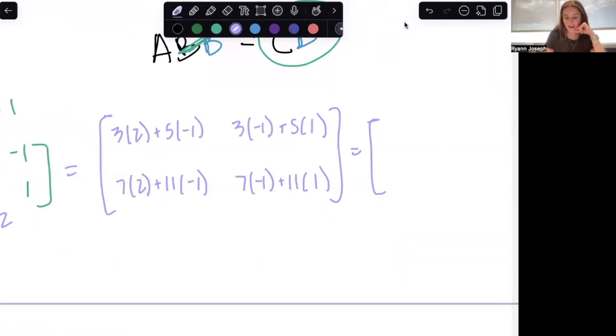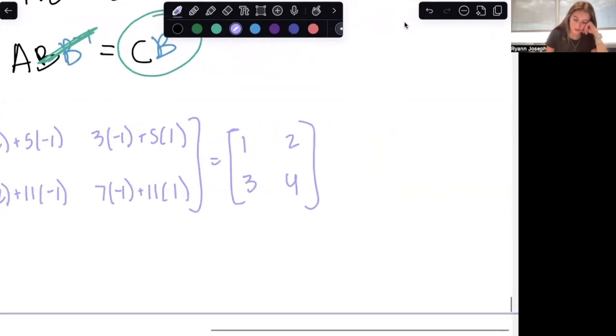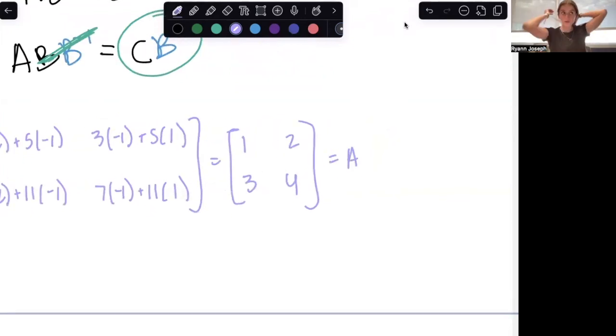6 minus 5 is 1. Negative 3 plus 5 is 2. 14 minus 11 is 3. And then negative 7 plus 11 is 4. So this is my matrix A. It's just [1, 2; 3, 4].